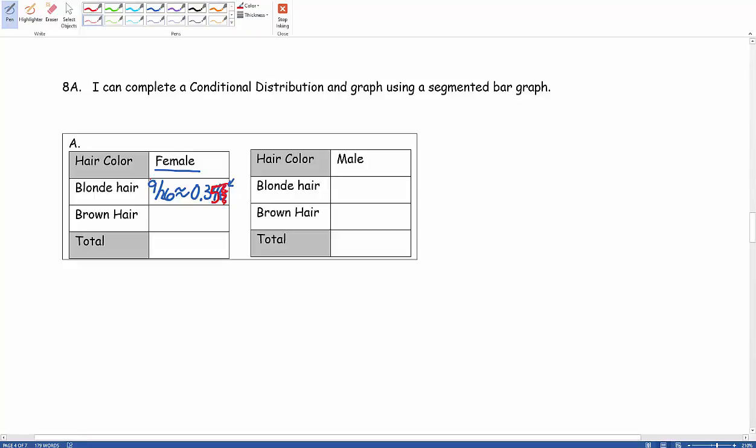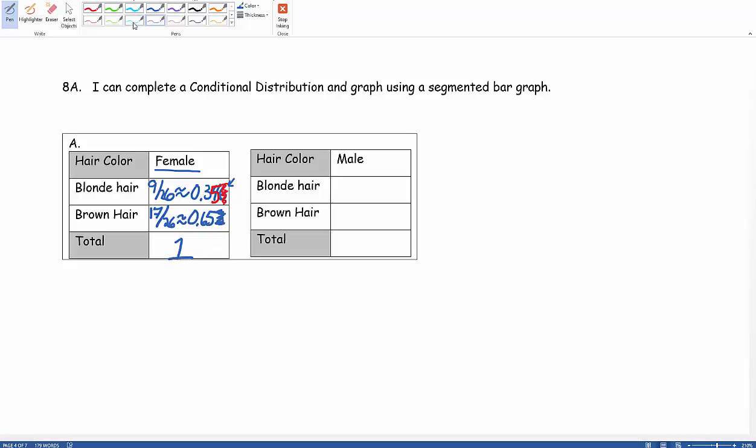Moving on then to the brown hair females, we had 17 of those out of 26, which would give us a conditional probability of 0.653. And because this thousandth value is less than 5, we can go ahead and leave this alone. Now, when we combine these two conditional probabilities together, we end up with a clean, even 1.